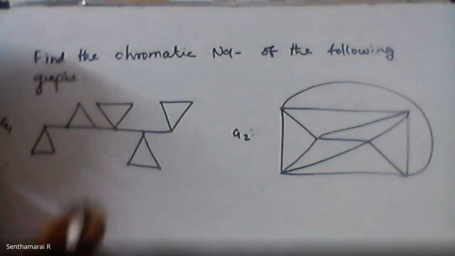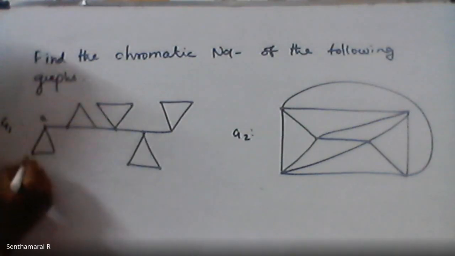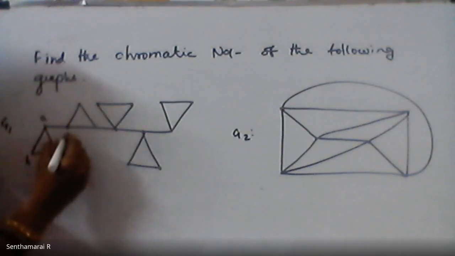Chromatic number means we talk about vertex coloring. When you study the four color theorem, that time only we studied planar graphs, plane coloring.